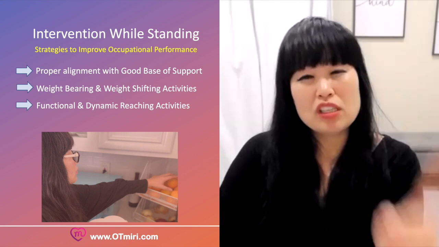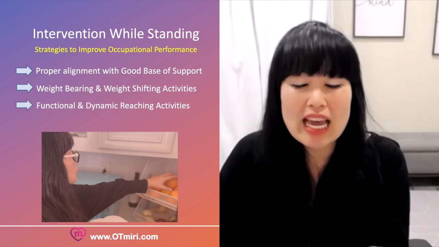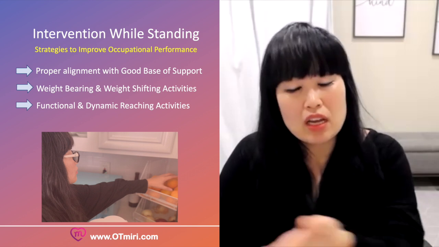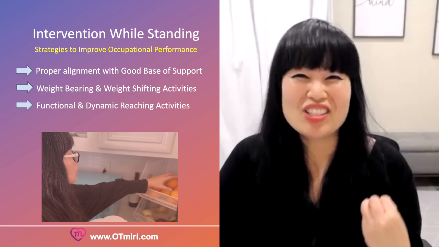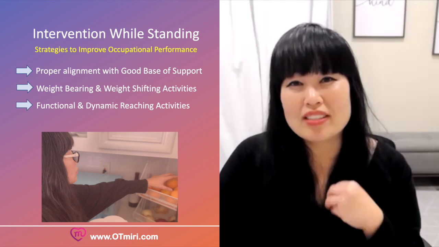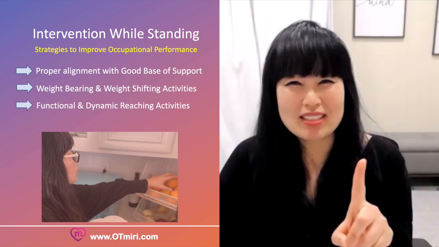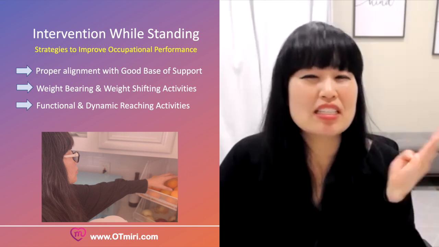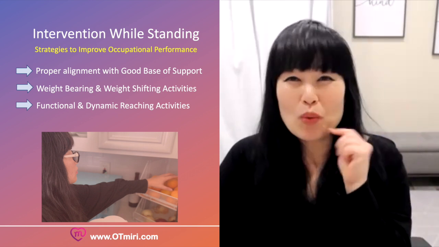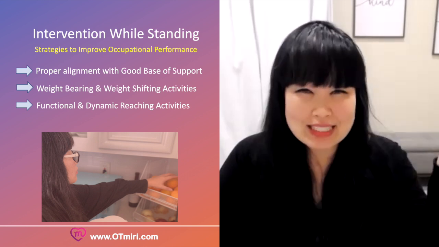So strategic placement of the object, as well as our patient's positioning and the environment they're working in, such as having a sturdy table, can all be manipulated to grade the difficulty of the task. All right, so we talked about proper alignment, weight bearing, weight shifting, and doing functional reaching activities and standing. Now, do you know what else the patient can be working on while they're engaged in these tasks?